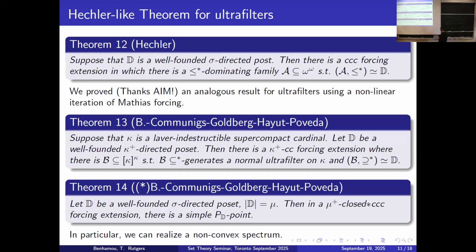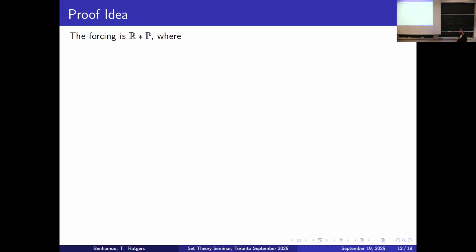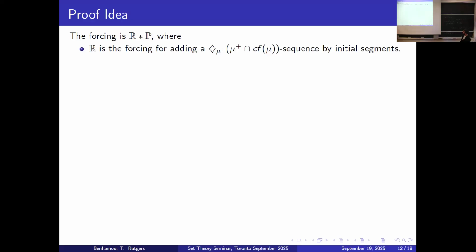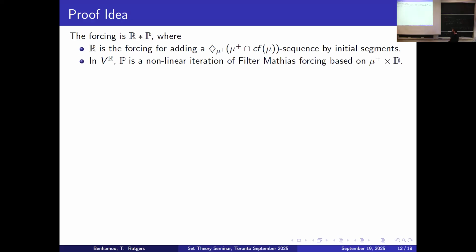Okay, and what is the CCC forcing? It's a nonlinear iteration of Mathias forcing. Yes, you said it. So again, the forcing is going to be a two-step iteration. The first adds a mu plus diamond sequence to points of cofinality mu by initial segments. That is the mu plus closed forcing. And the second forcing, in the extension, is a nonlinear iteration of filter Mathias forcing based on D, an ordering.